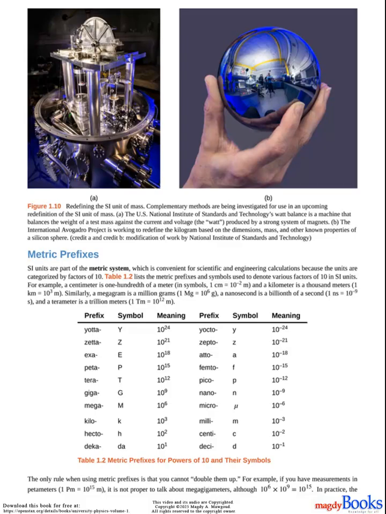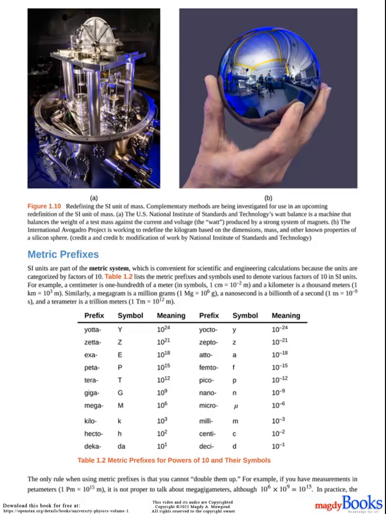Similarly, a megagram is 1,000,000 grams. 1 megagram equals 10^6 grams. A nanosecond is a billionth of a second. 1 nanosecond equals 10^-9 s. And a terameter is 1,000,000,000,000 meters. 1 terameter equals 10^12 meters.